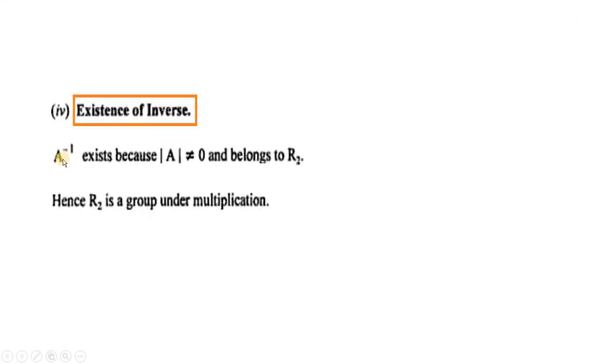Existence of inverse. A inverse exists because the determinant of A is not equal to 0 and it belongs to R2. All the matrices in R2 are non-singular matrices, that is, the determinant of all those matrices will be non-zero. Whenever the determinant of a matrix is not equal to 0, its inverse exists. So A inverse exists because the determinant of A is not equal to 0 and this will belong to R2. Hence R2 is a group under multiplication.